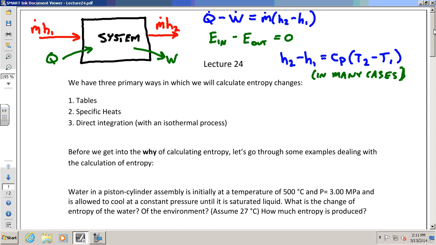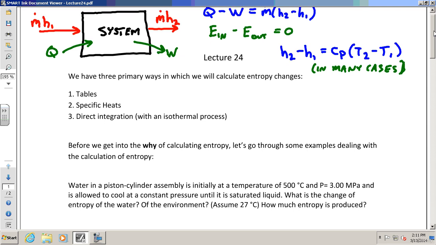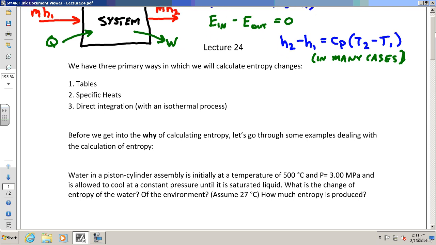So, okay. Let's talk about entropy. We have three primary ways in which we're going to calculate this stuff called entropy. You can't see it, you don't know what it is, and when you start playing with these numbers, you're not going to know what they mean. But that's okay. We'll get there, okay? But I want you to recognize that sometimes students get frustrated and they go, oh, this is confusing. Yeah, it's confusing.